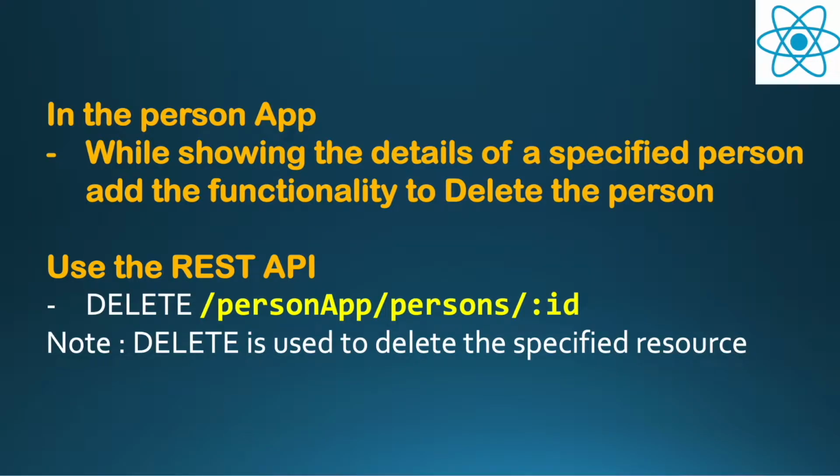Now, what do we want to do in this lesson? In this lesson, we want to implement the delete and the put functionality. So, in the person app, while showing the details of a specified person, add the functionality to delete the person. And the REST API we would use is delete /personapp/persons/:id. Note, delete is used to delete the specified resource. So the resource we have specified with the ID, we delete using the delete API.